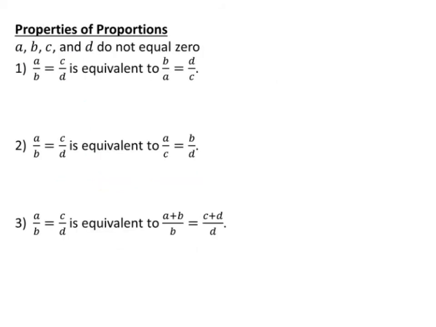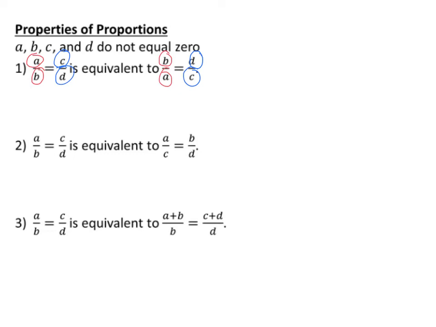Here we have a list of properties of proportions. So in proportions, we can move some things around. So for example, if we have A to B equals C to D, then we can flip them so that we have B to A is equal to D to C. But if you flip one, you have to flip both of them.